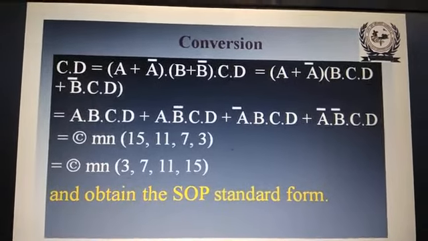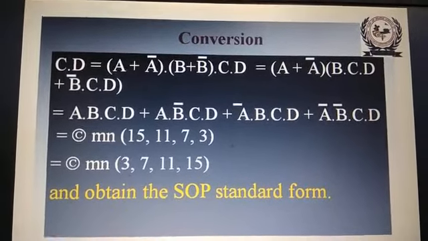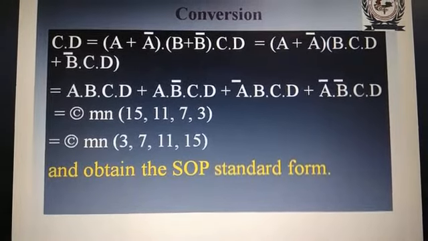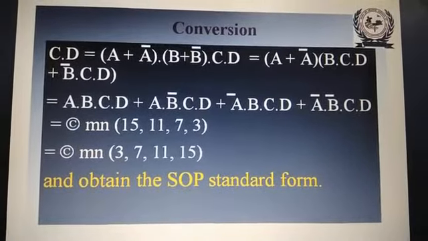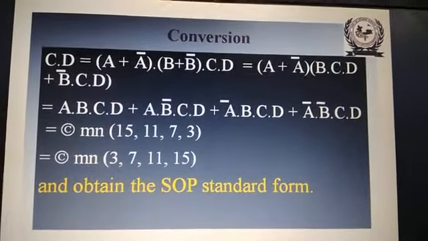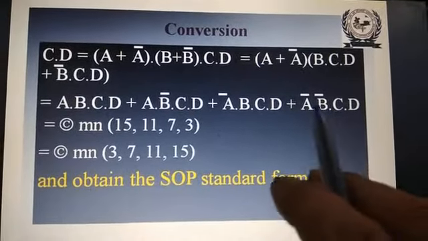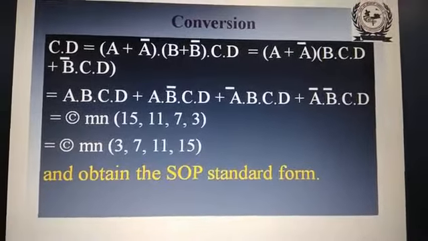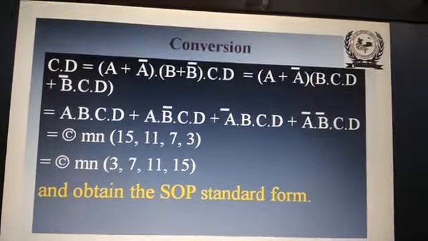You can see this equation. A, B, C, D plus A, B bar, C, D plus A bar, B, C, D plus A bar, B bar, C, D. This A, B, C, D is equivalent to 15, so min term is 15. This is equivalent to 11, min term is 11. This is equivalent to 7, so you can write 7 min term. And this is equivalent to 3, you can write 3 here. So 3, 7, 11, 15 are the min terms, and obtain the SOP standard form.